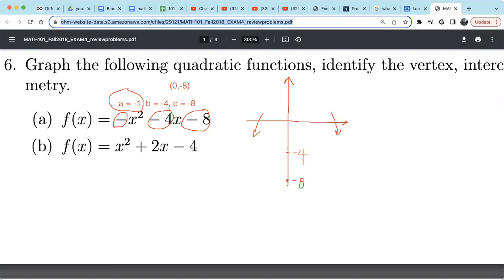And we also need to find the x-intercept. Remember how to find the x-intercept? We set the function to be 0. So basically we're seeing -x squared minus 4x minus 8 is set to be 0. So see, this is a quadratic equation. And we want to solve this quadratic equation. So let's multiply -1 on both sides, because we want to get rid of the negative sign in front of x squared. We have x squared plus 4x plus 8 equals 0.